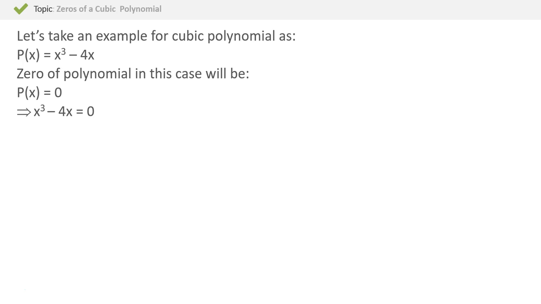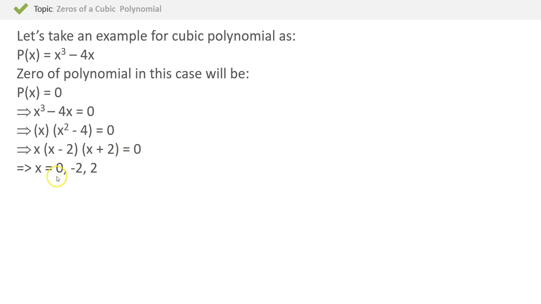Now let's talk about cubic polynomials. Here is an example of a cubic polynomial: x cubed minus 4x. If I equate this to 0, I get x cubed minus 4x equal to 0, which can further be broken down into x multiplied by x square minus 4, which is nothing but x square minus 2 square, and hence it can further be broken down into x multiplied by x minus 2 and x plus 2, which then gives you x equal to 0, minus 2 and 2.